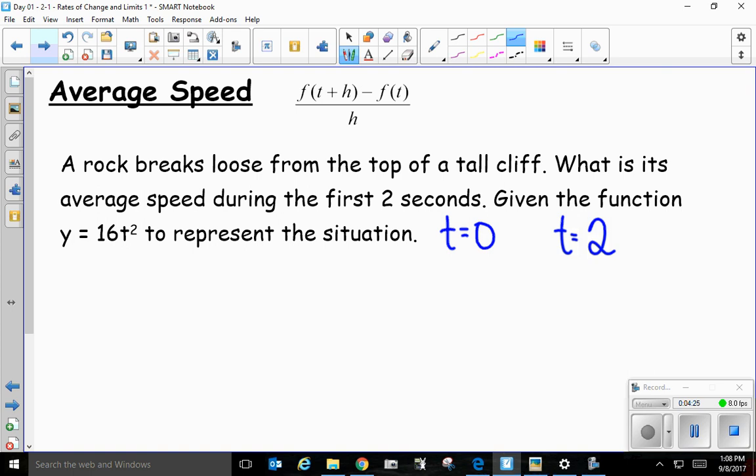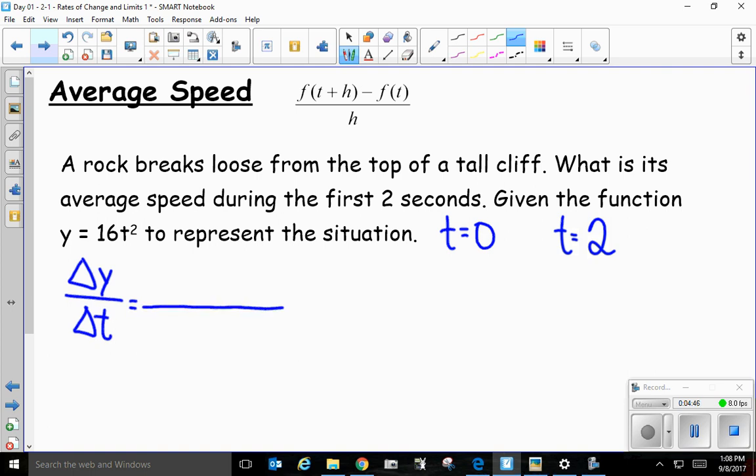I don't know. It doesn't take 2 seconds to hit the ground. Maybe it does. Maybe it takes 10 seconds. I don't care. I just want to calculate the average speed when it first breaks off to 2 seconds, wherever it is. All right? So I know we need to use our change in y over our change in t.